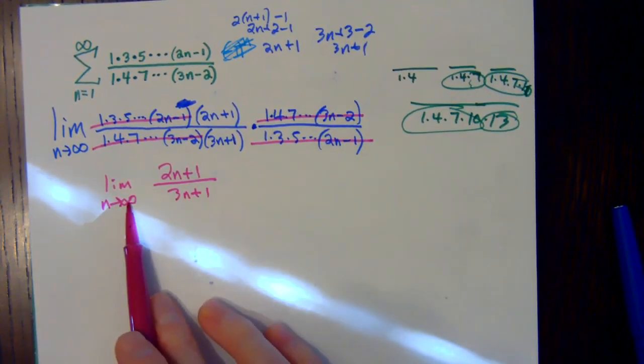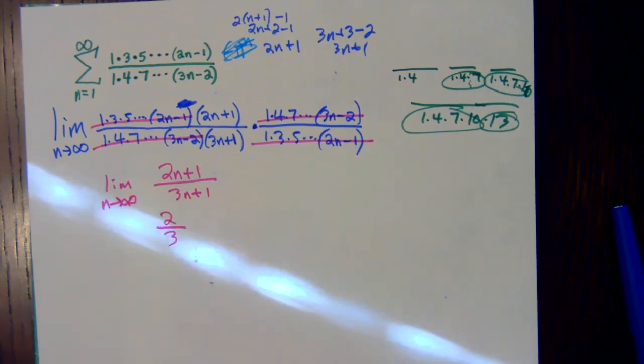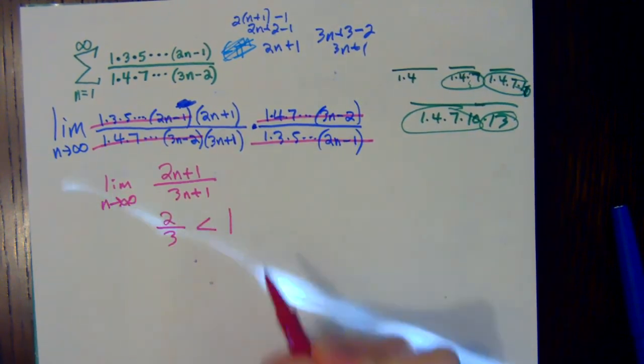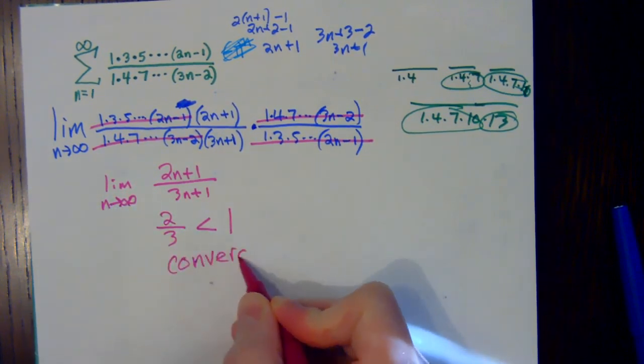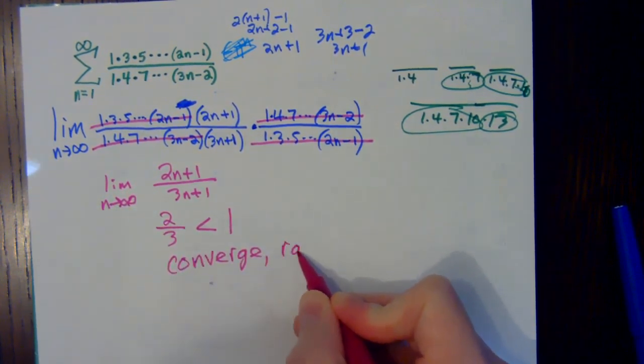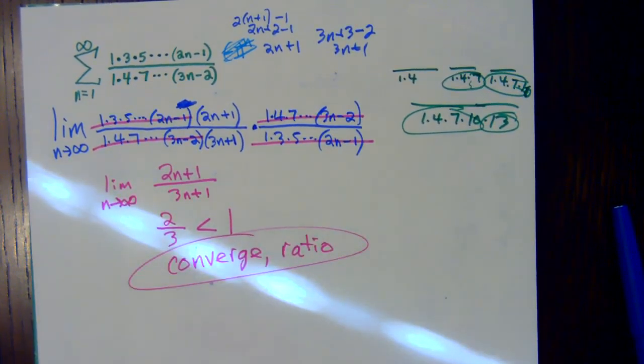Now we're going to take the limit as n approaches infinity of this thing here. The degrees are the same, so we're going to get 2/3 for that. 2/3 is less than 1, and since I get less than 1, we're going to get converge using the ratio test. Simple. Practice it. Be good at that. That's a really important test there.